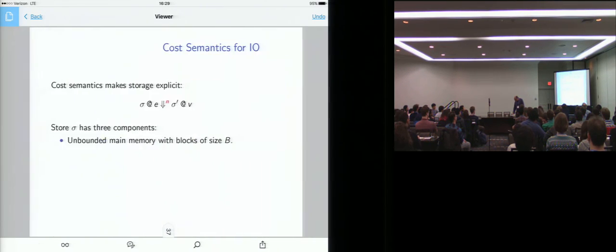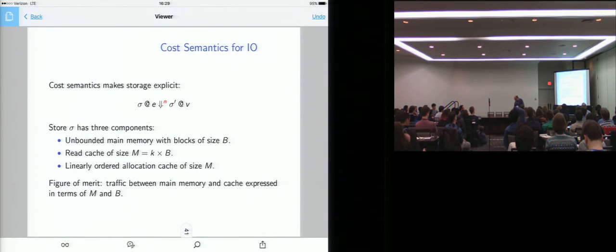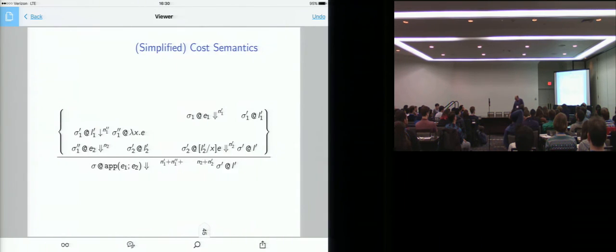Well, you give a cost semantics that I'm not going to be able to go into in a great amount of detail, but you keep track of how things are allocated while you're executing, and you keep track of the distinction between primary and secondary memory so that you can give a figure of merit which tells you the traffic. What is the traffic, as on the bottom line here, between the primary and the secondary memory? And so I won't go through how we do that, but it looks a lot like what I did a moment ago.